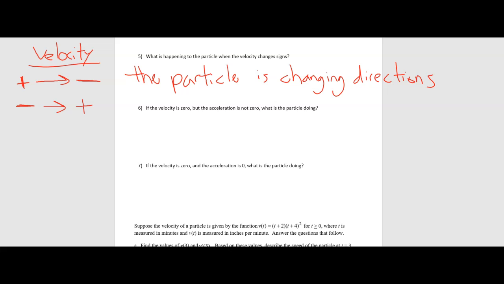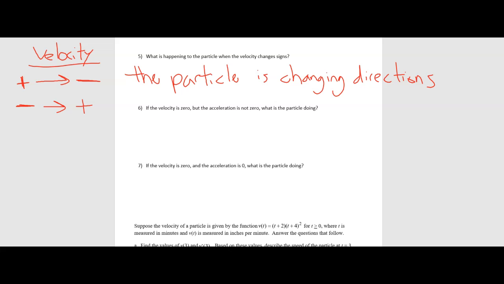All right, number 6. If the velocity is 0 but the acceleration is not 0, what is the particle doing? Well, this one we have to try to visualize. I'm going to try to give you a visual through the video, but you may have to think about it a little bit. Let's say a particle is moving to the right, so it has a positive velocity, but the acceleration is negative. As we move to the right, if our acceleration is negative, we're going to be gradually slowing down. Eventually, we're going to slow all the way down to 0.